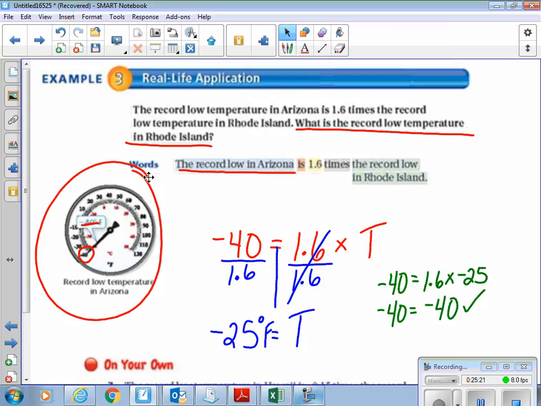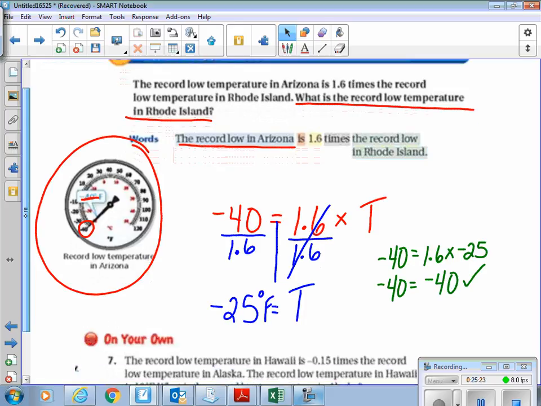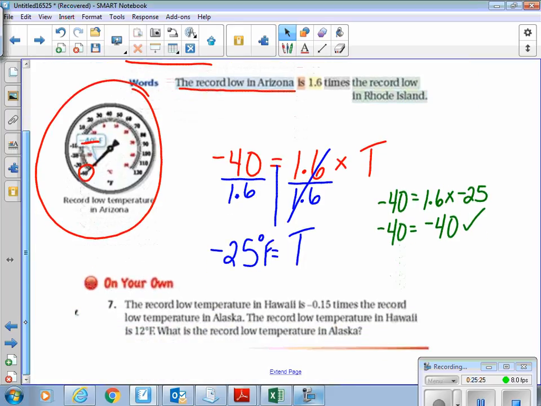I want you to see if you can read the on your own problem to yourself. See if you can set up an equation like we did up here, and then solve your equation to find the record low temperature in Alaska. Please pause the video now, read that, solve it, and then come back and check your answer.